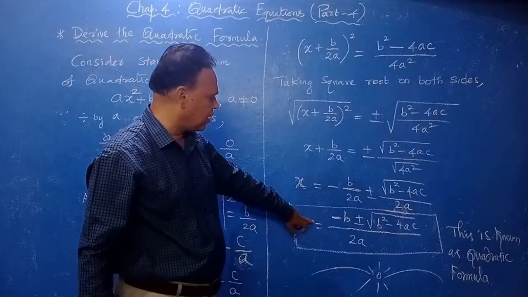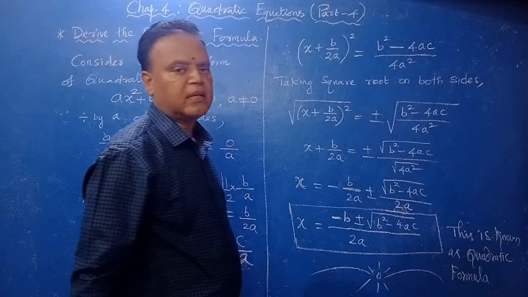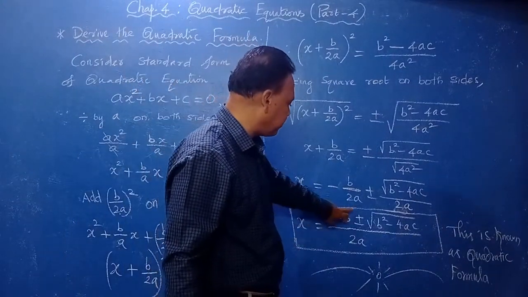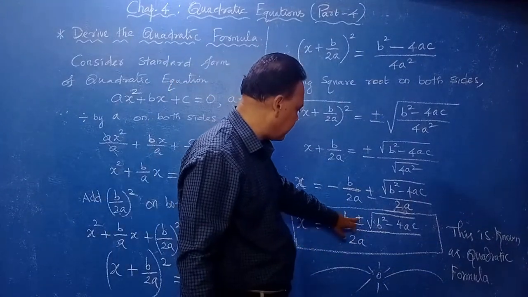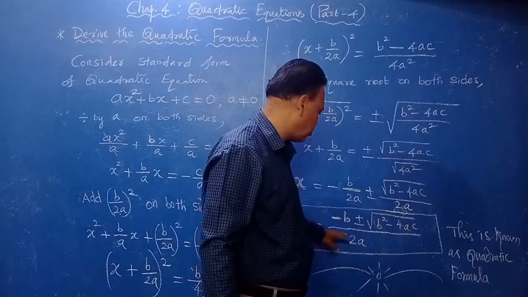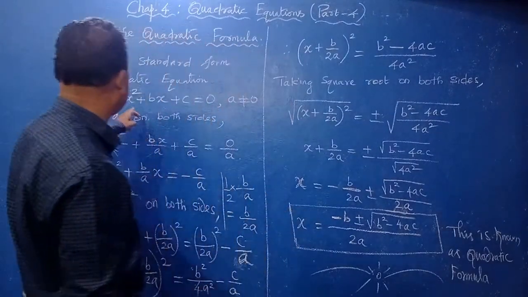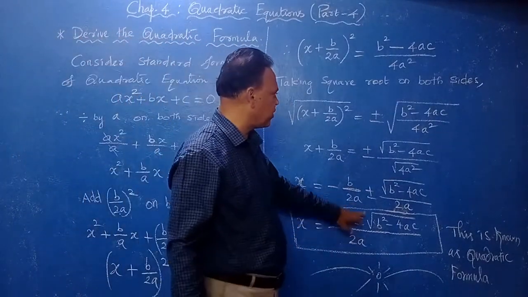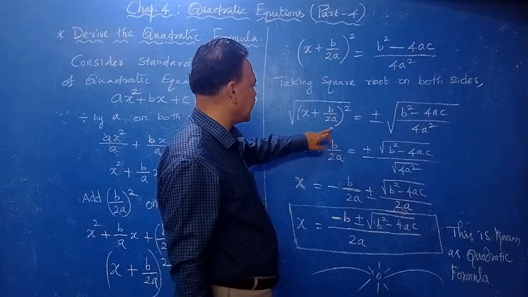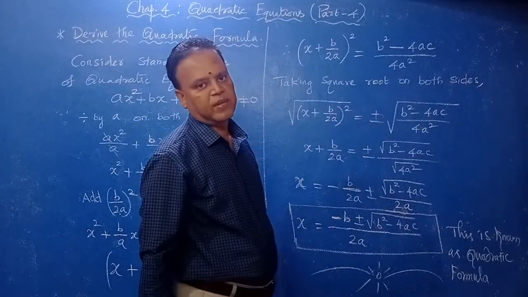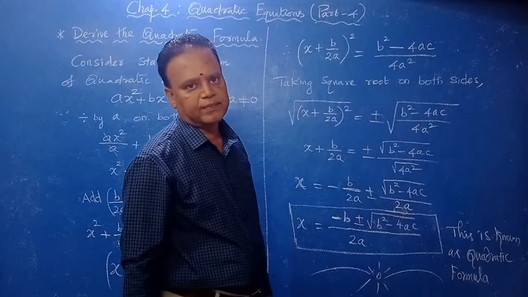For x, you have to take one value as plus and another value as minus, so that you can write x is equal to minus b plus root over b square minus 4ac divided by 2a, and x is equal to minus b minus square root of b square minus 4ac whole divided by 2a. Since it is a quadratic equation you have two roots here. That's why plus or minus is very important. You have to remember that taking square root on both sides, in the right hand side you have to write plus or minus.